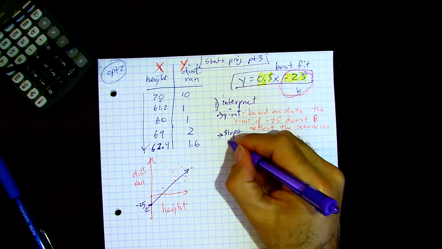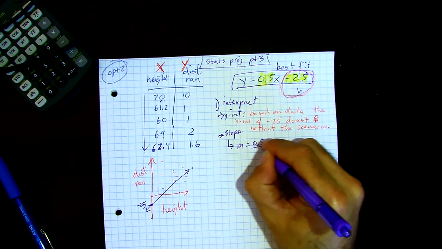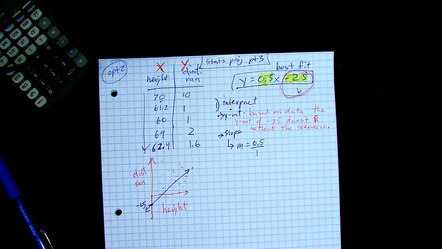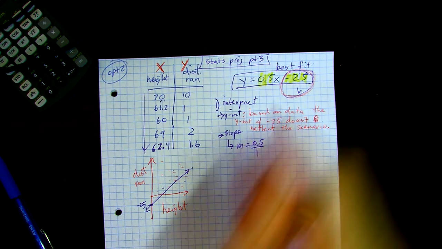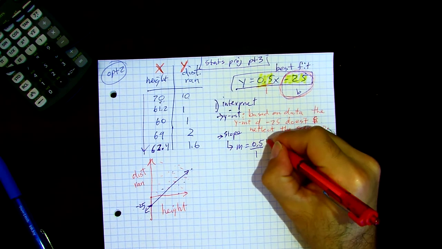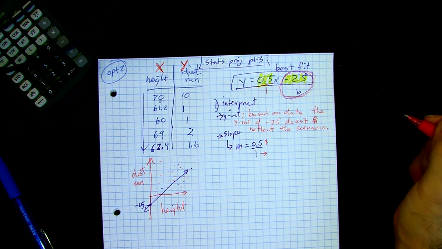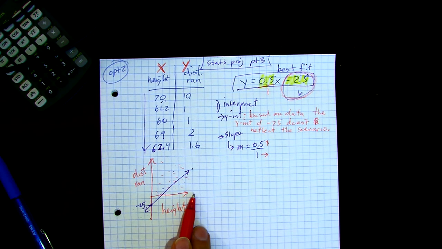Now the slope is going to reflect the scenario. Our slope is 0.5 over 1. You could have written this as 1 over 2, since 0.5 is also 1/2. But I like putting it this way because that was the slope we were given: 0.5x over 1. So what this is saying is it goes up half for every 1 you go over to the right. It goes up a mile for every inch you go to the right.